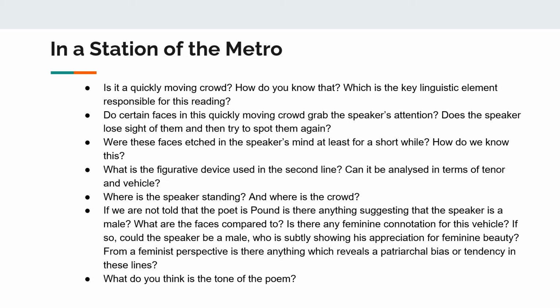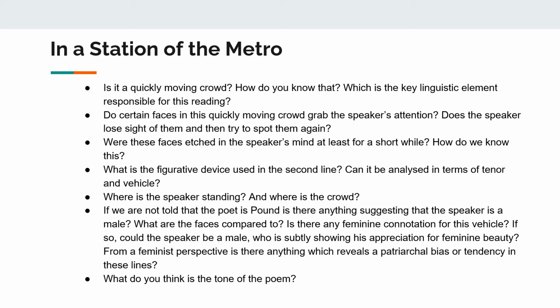What is the figurative device used in the second line? Can it be analyzed in terms of tenor and vehicle? Where is the speaker standing and where is the crowd? If we are not told that the poet is Pound, is there anything suggesting that the speaker is a male?